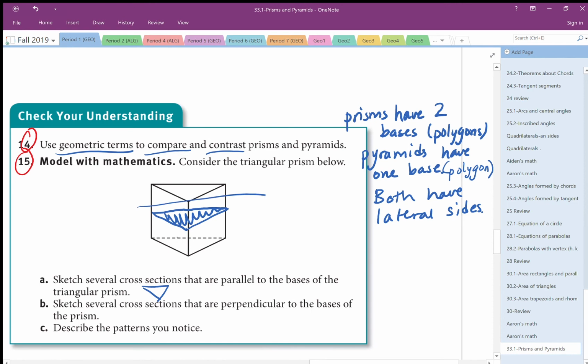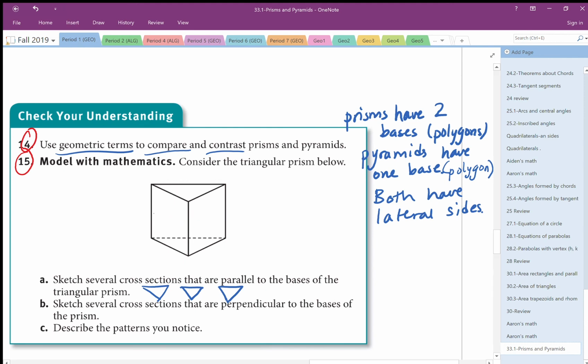I could do it higher, lower. Because the prism is the same all the way through, it's not like a pyramid where it's different depending on where you cut it. For a prism, I could cut it higher, middle, lower, doesn't matter. If they're all horizontal, then they all look like this. Okay, but sketch several cross sections that are perpendicular to the base of the prism.